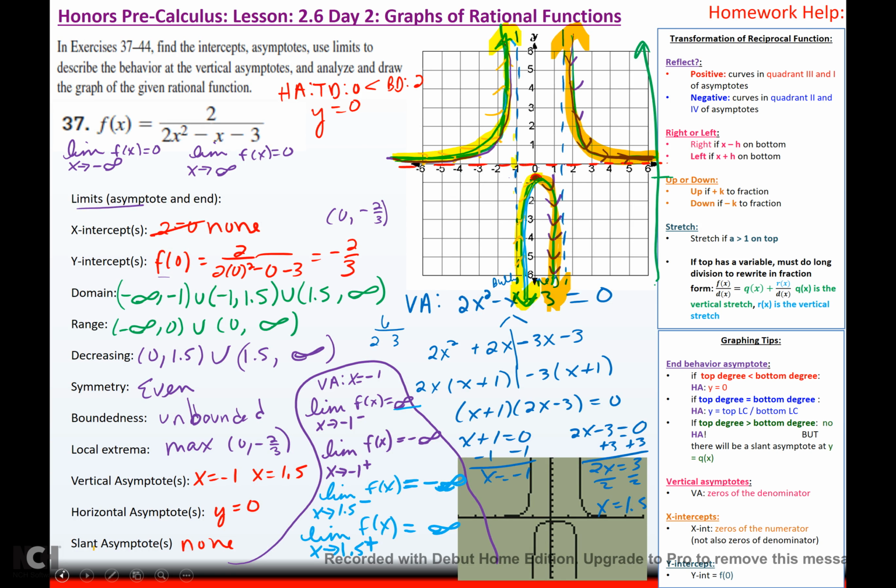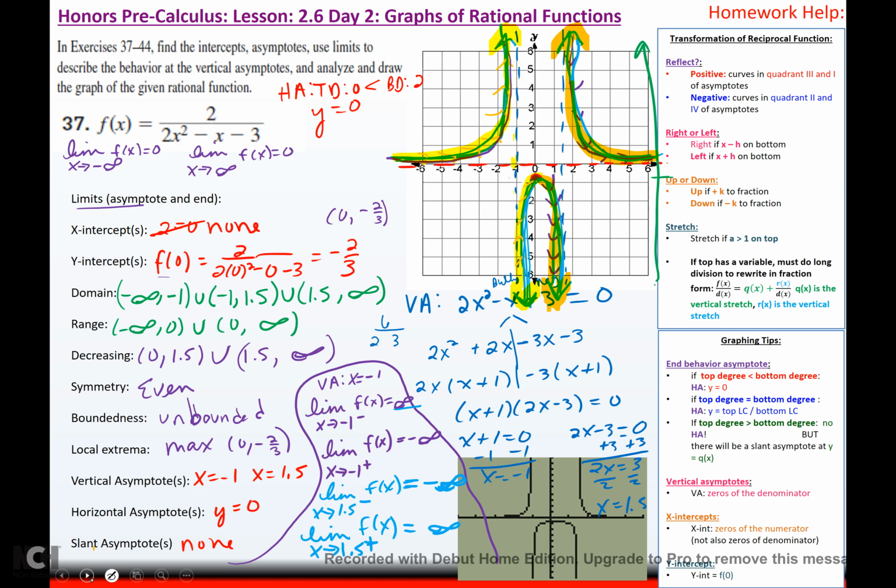The limit as x approaches negative 1 from the right, I'm tracing this, and it's going to negative infinity. Then the limit as x approaches 1.5 from the left, that's tracing right here, that's going to negative infinity. And as I approach 1.5 from the right, that's going up to positive infinity. Okay, so there's your limit stuff.